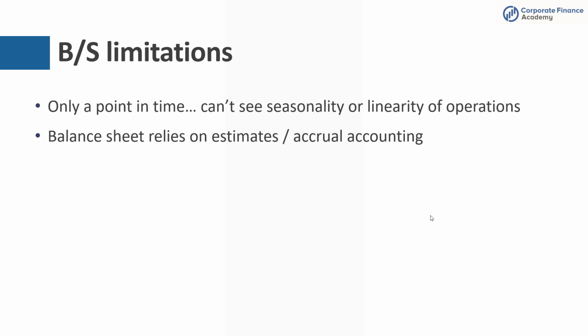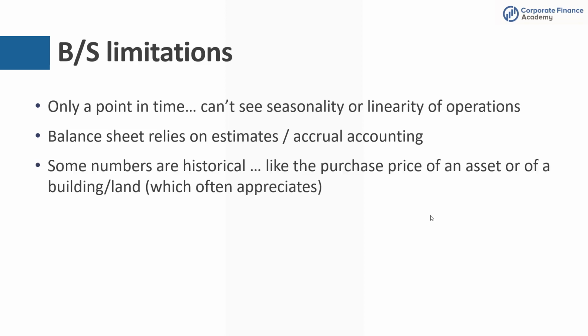The balance sheet definitely relies on estimates in accrual accounting. You've got a lot of things like unearned revenue and asset balances, net of depreciation. These are estimates. And some numbers are treated as historical on the balance sheet. So if you buy an asset, maybe more like a piece of land you might buy for $1 million as a company, but the area around it develops, and that land might be worth millions of dollars now, you're not going to show that on your balance sheet.